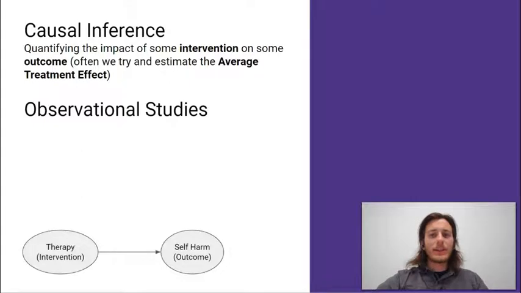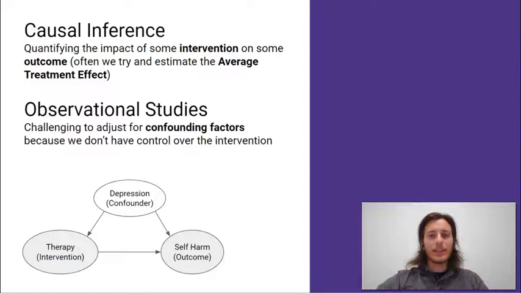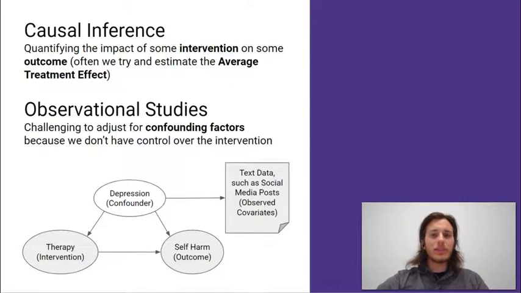Oftentimes, we want to do this in an observational study, one where we don't have control over the intervention. And the challenge with observational studies is that there are often confounding factors that we need to adjust for. For example, people who struggle with depression may be both more likely to receive therapy as well as more likely to self-harm. And recently, a number of different methods have been proposed which use observed covariates represented in text data, like you might find on social media platforms, to adjust for these confounding factors.